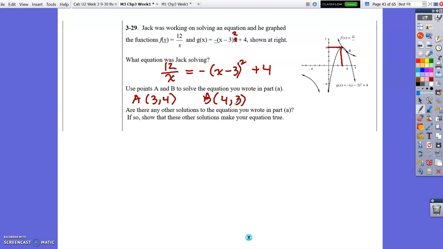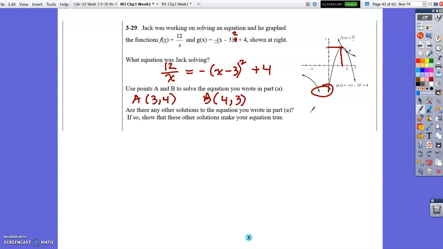And will there be more answers? I think so. I think eventually these two are going to intersect each other. This is going to keep going this direction, and that's going to keep going this way until it hits the asymptote. There's an asymptote, but I do think they'll meet, even with the asymptote there. And so let's figure out what's going on. It says to use the points to help us solve the equation.